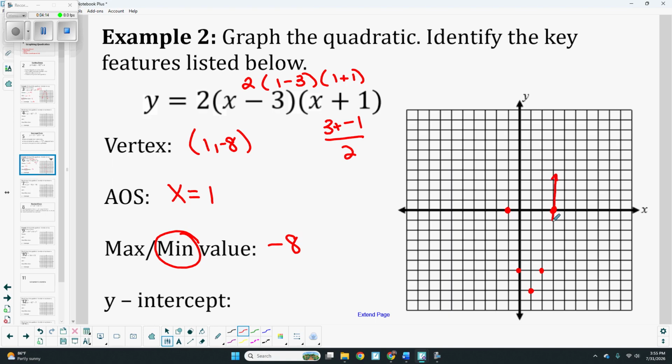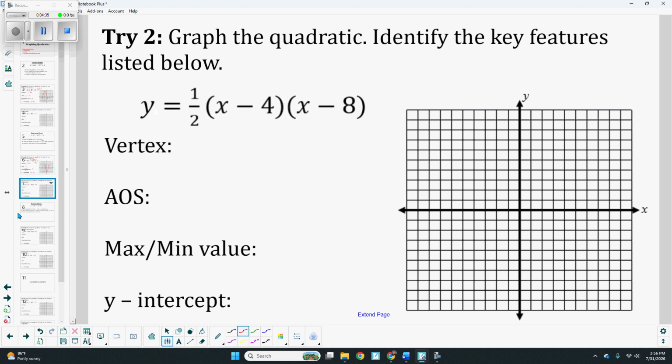So now I'm going to graph these. And I can see that my y-intercept happened at 0, -6. Or if I had made x 0, 2 times -3 times 1 also gives me -6. So there's one here for you to try. You can pause. Answers are posted in Google Classroom.